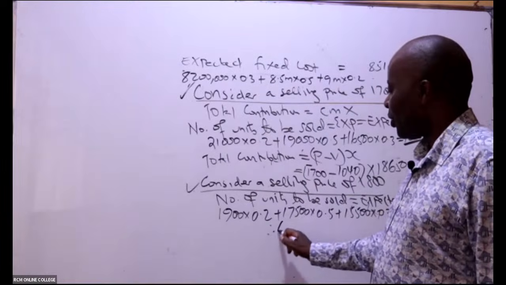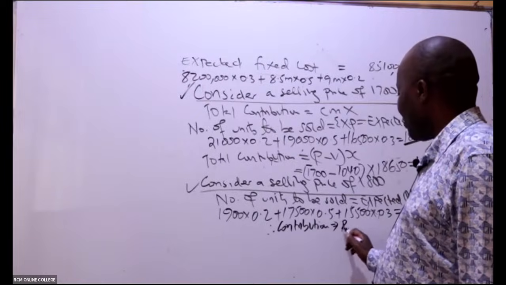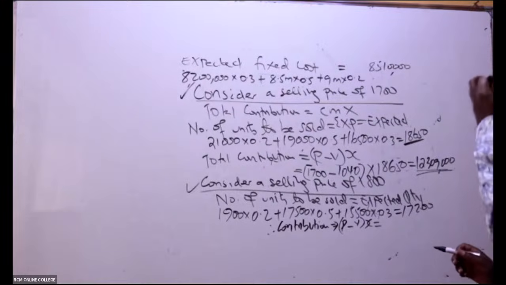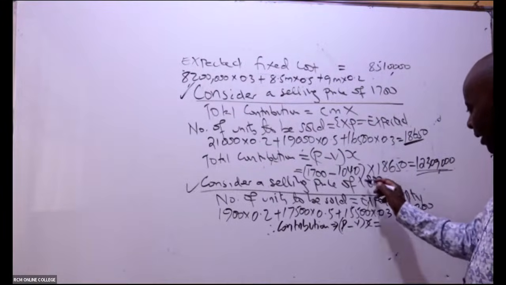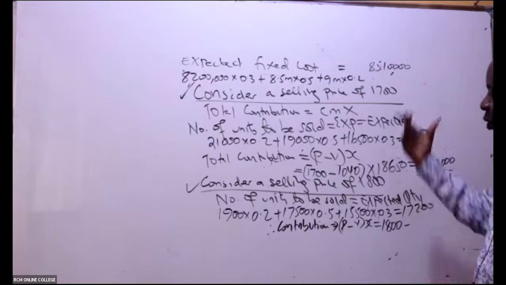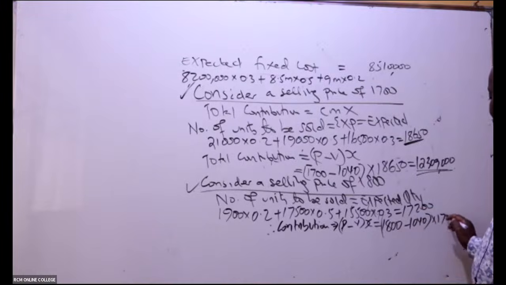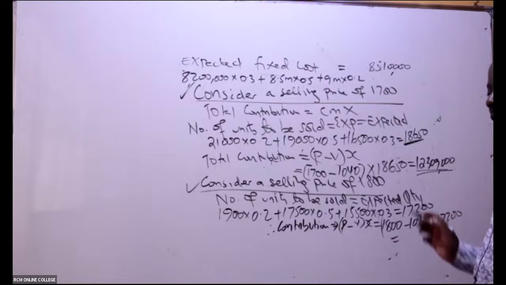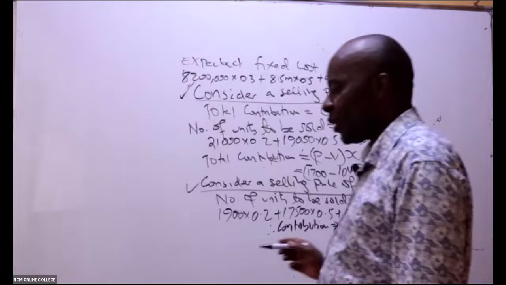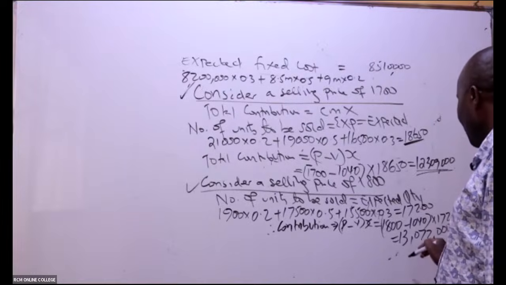So then give me the total contribution. Total contribution will be price minus variable cost times number of units. The price here is 1800, minus variable cost, which we are expecting, regardless of what we charge, to be 1040. Multiply this by the quantity, which is 17,200. So this gives us 13,072,000. Which price do you think is better than the other?